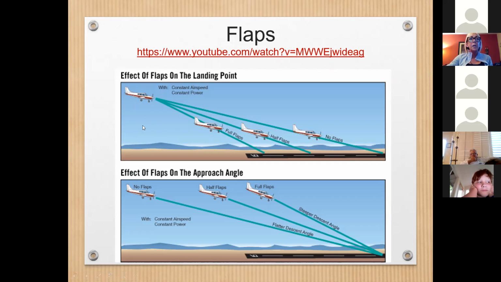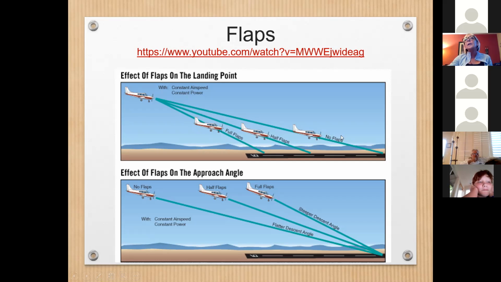If you look here, we have full flaps, and this plane is able to come in really slow and land practically right here. I mean, you could land right on the numbers, just coming in nice, and you're not speeding up because you've got all that drag and extra lift.